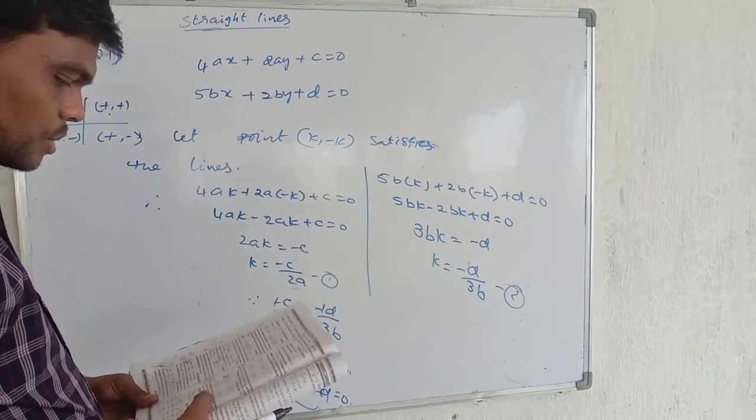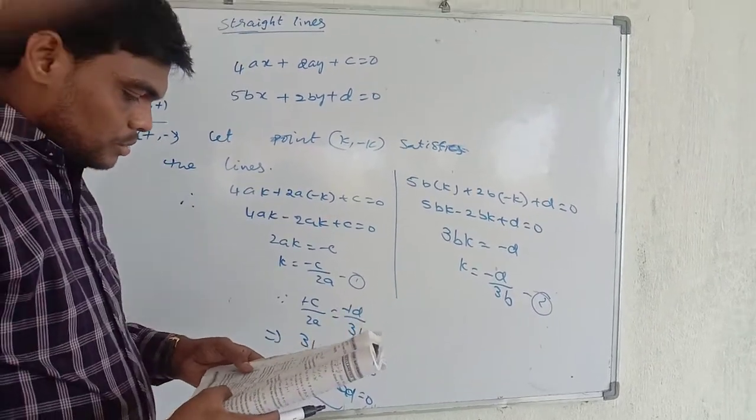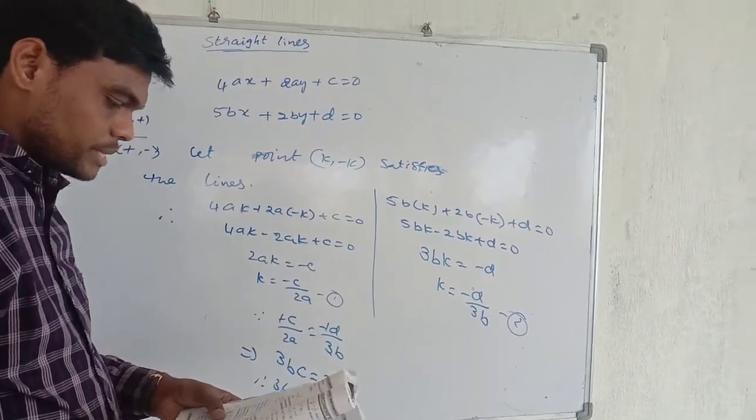Now the option is the third option, 3bc minus 2ad is equal to 0. Okay.